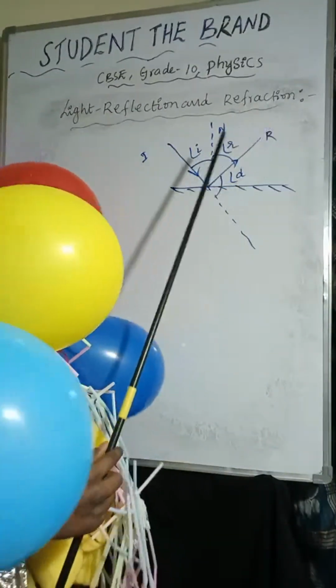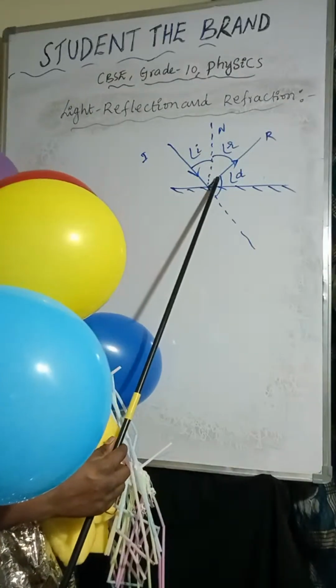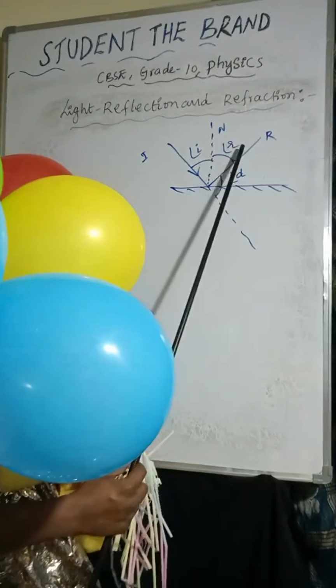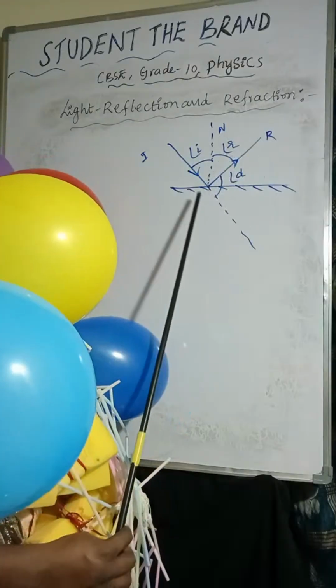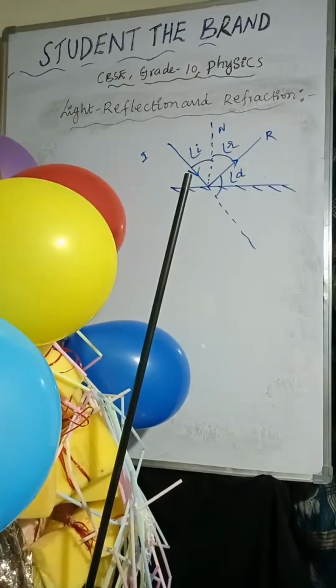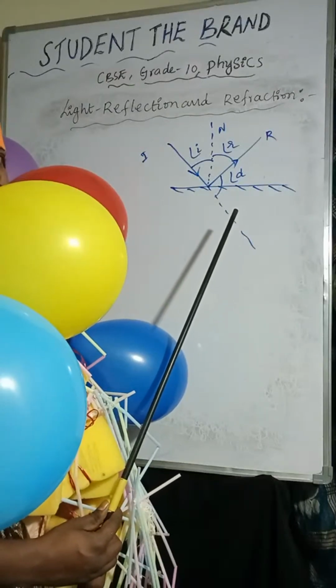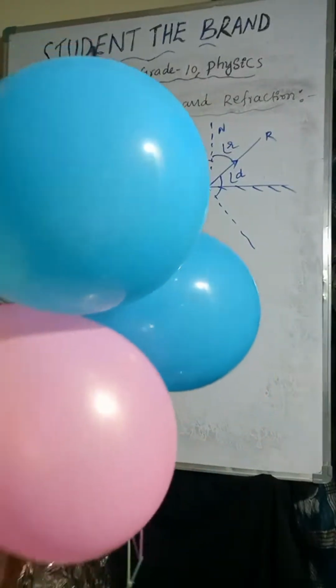You can observe the incident ray, reflected ray, normal line. The angle between the incident ray and normal line is called the angle of incidence. The angle between the reflected ray and normal line is called the angle of reflection. The angle between the reflected ray and undeviated line is called the angle of deviation. So the whole phenomenon, the bouncing back of the light from the reflecting surface, is called reflection of light.